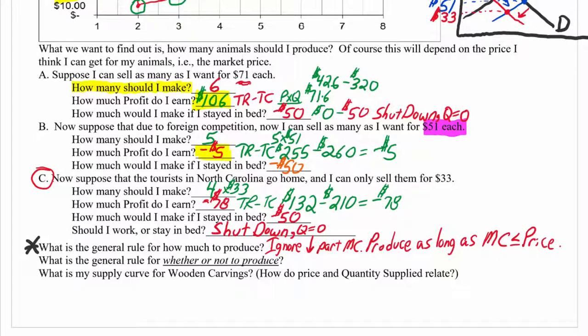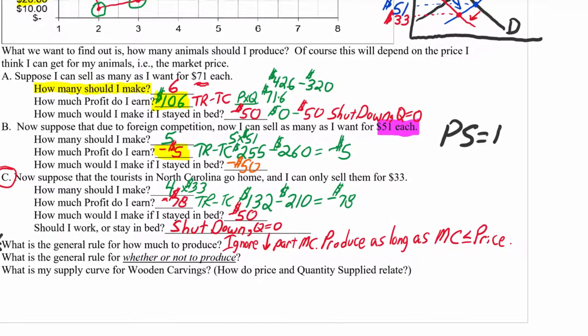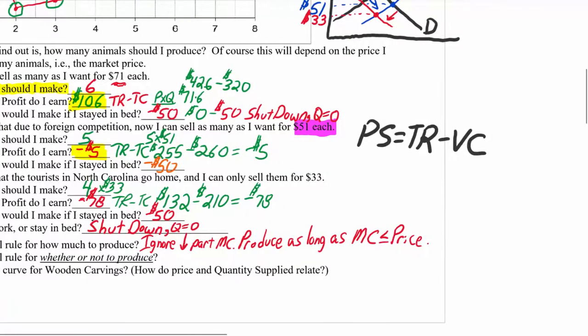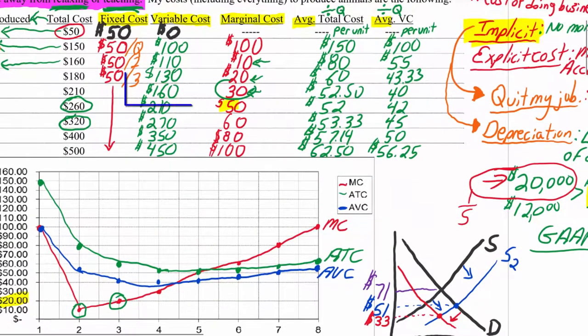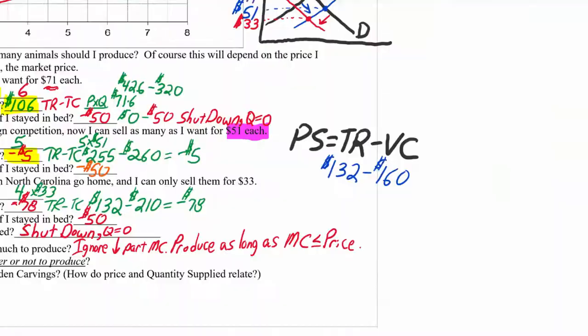Another way to think about this is to go back to the idea of producer surplus. Producer surplus is what you get when you take total revenue minus variable costs. Let's look at what's going on in scenario C here. Total revenue is $132. When we subtract off the variable costs for producing four units, variable costs are $160. That's negative $28.